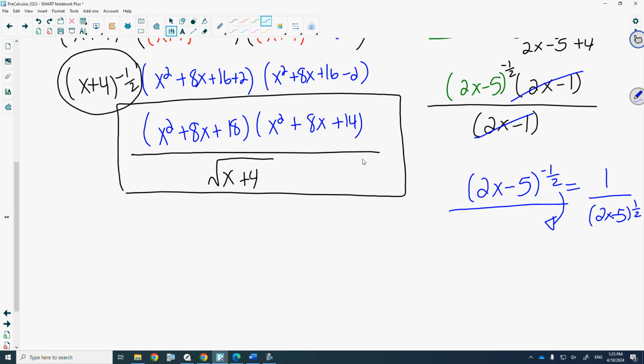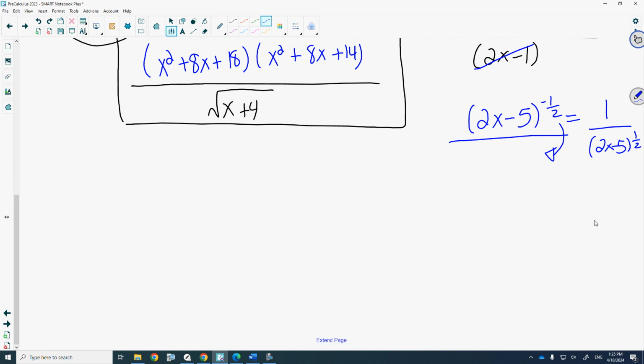And then, again, your book will stop there, but you could take it one step further and say that's the square root of 2x minus 5. Okay?